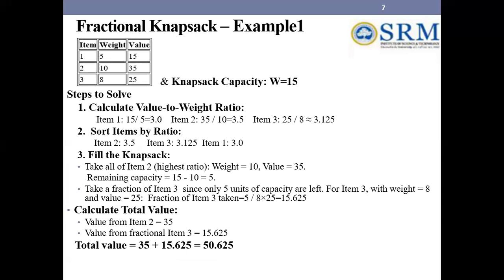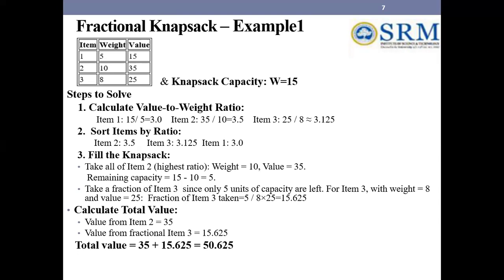There are 3 items: 1, 2, 3. Each item has a weight and a value. And the knapsack capacity W of 15 kg is given. So what's the first step? Calculate the value to weight ratio. For item 1, the value is 15 divided by the weight 5, so 3.0. For all the items, the ratio is calculated.